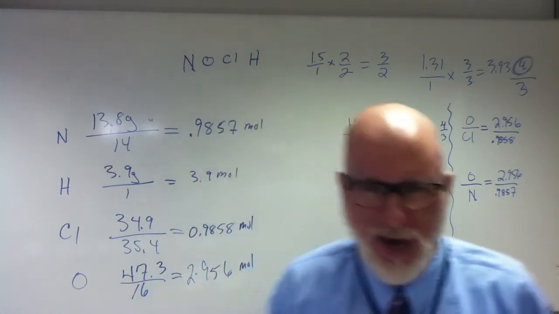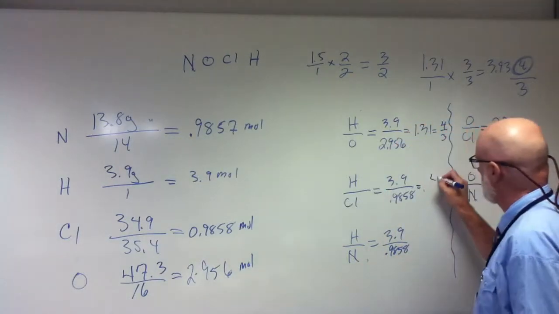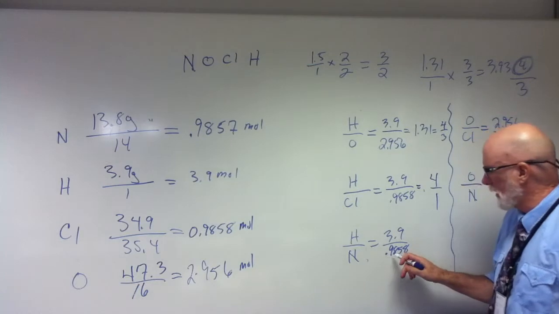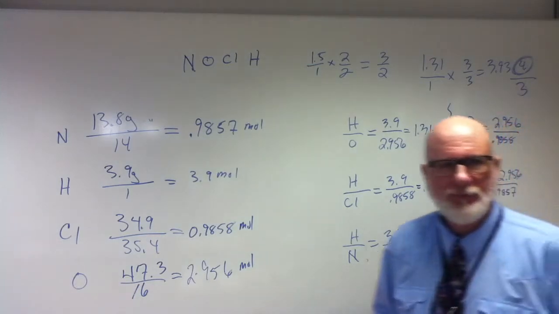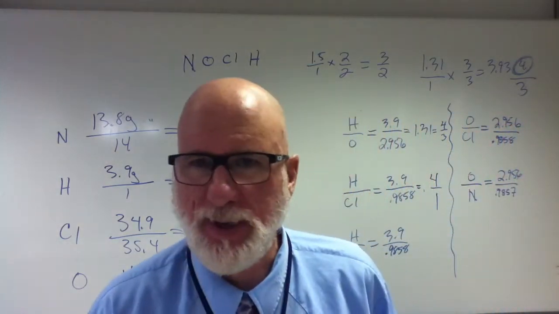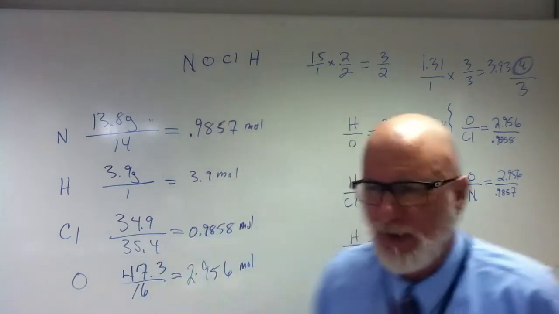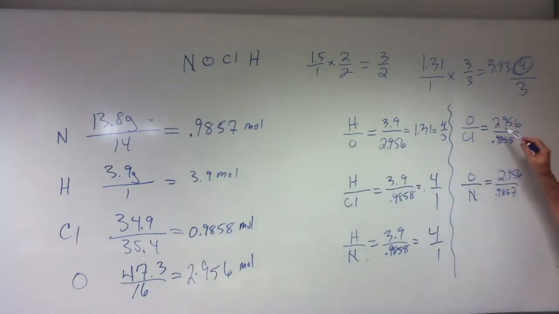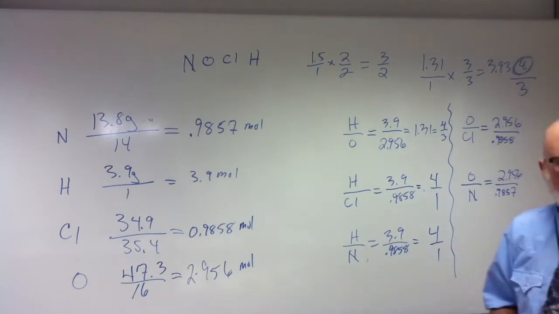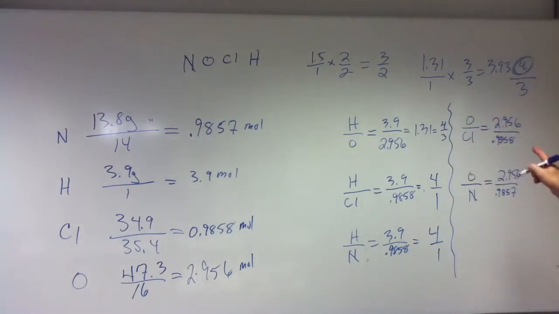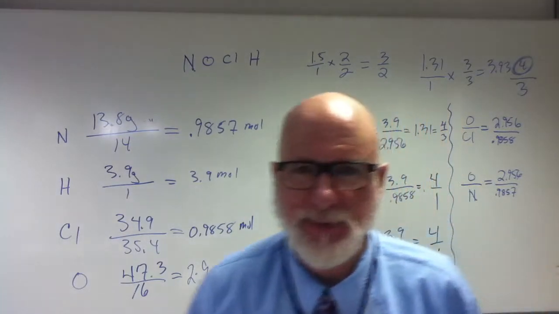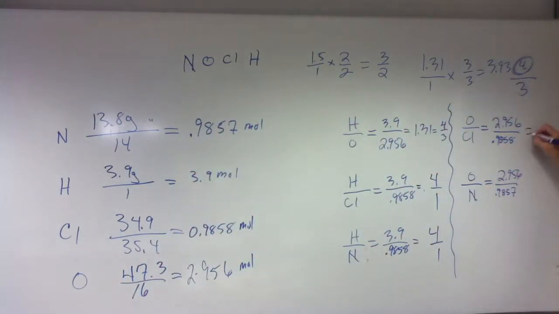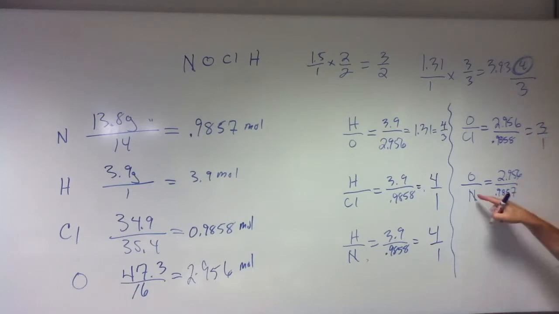4 to 1. 4 to 1, Randy, you can do this. 4 to 1. And then 3.9 over 0.9858 is what? What's that going to be? Same thing, right? 4 over 1. What is 2.956 divided by 0.9858? That's going to be what? 3 to 1, right? So this will be 3 to 1, and this will be what? Same?